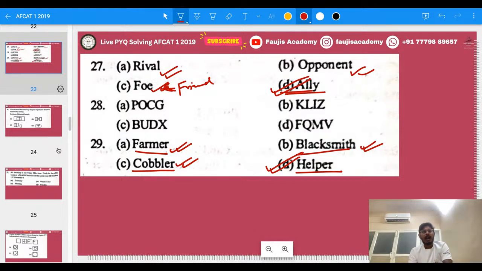Okay. Yeah, how about 28? What do you guys think about question number 28? Think of this question number 28 and tell me what do you guys think.